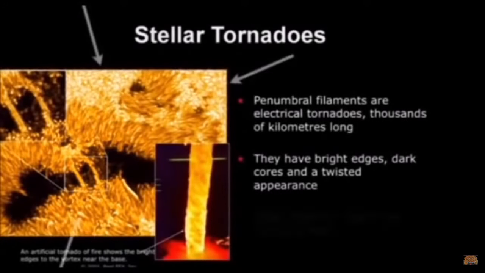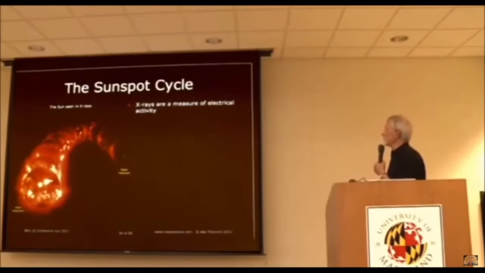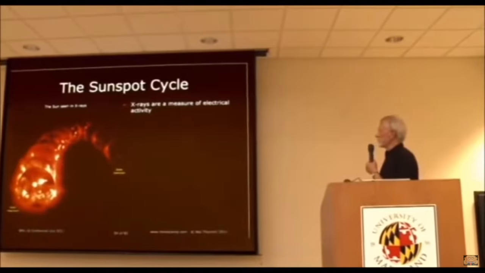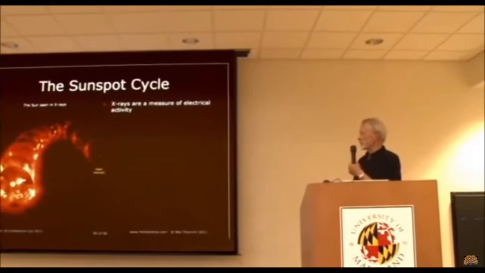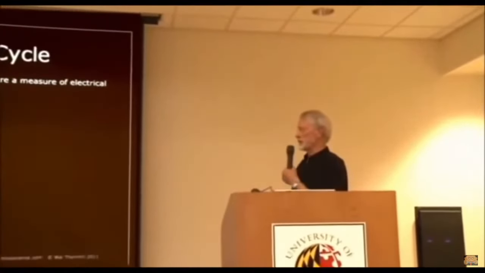And bright lightning flecks the tops of the granules. These are the solar granules that we see covering the sun. So the sunspot cycle, you see the sun in X-rays, and it is a variable star. It almost winks out at solar minimum, and at solar maximum, it is much brighter. And X-rays are a direct measure of electrical activity.